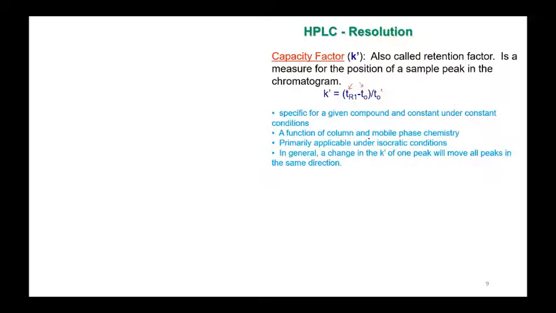It is a function of column and mobile phase chemistry. Definitely it is the mobile phase chemistry, related to how much polarity of the solvent you are using, and definitely the column has the solid surface, so it is interacting with the surface. So both have a role here. That's why your conditions need to be fixed to get the same capacity factor. In TLC we call it the Rf factor, here we call it the capacity factor. Now it is primarily applicable under isocratic condition.